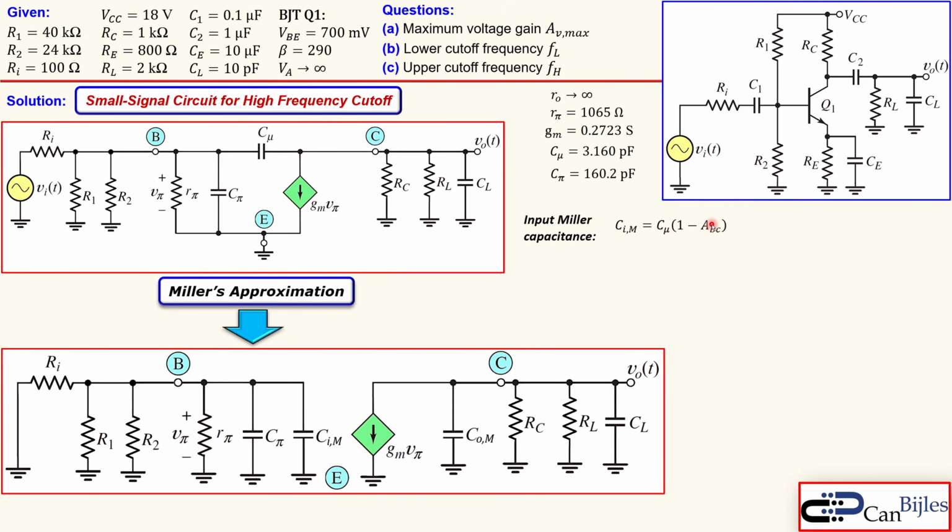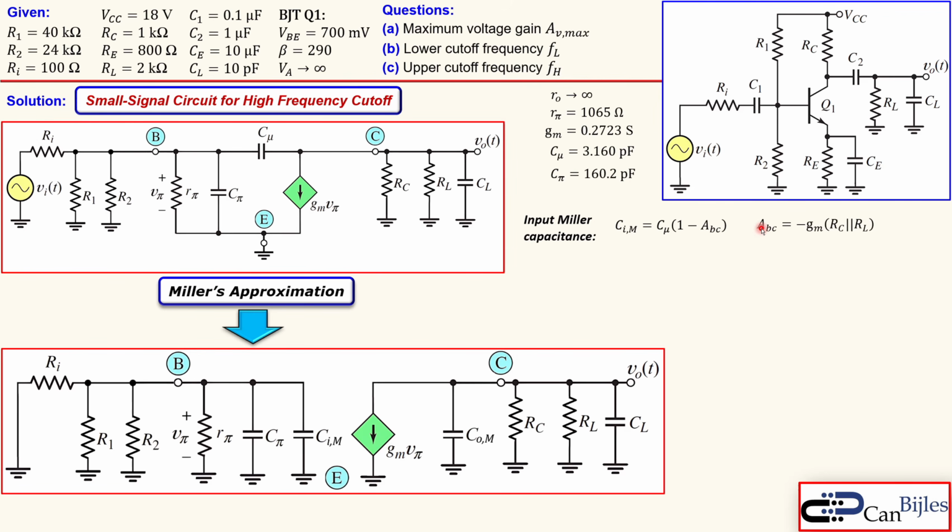So the input Miller capacitance is given by C mu, this value, times 1 minus the voltage gain between the base and the collector, not between the input and the output. So be careful about that. It is a different gain. This is probably also much larger than this gain because we have this Ri here. So we lose some energy there.